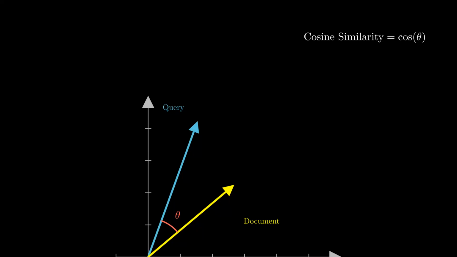We are matching the essence of the request, not just the volume of keywords. Now that we've visualized these word vectors floating in space, we need a precise way to measure the relationship between them. How do we mathematically determine that king is close to queen but far from apple? We use a metric called cosine similarity. Let's break down exactly how this equation works.